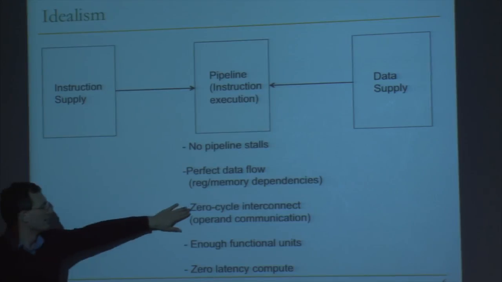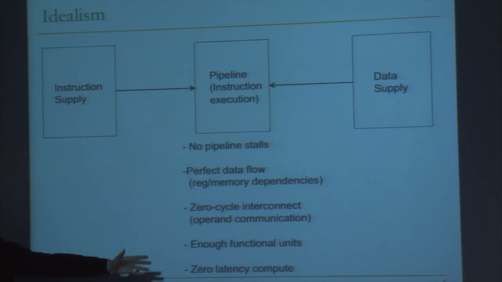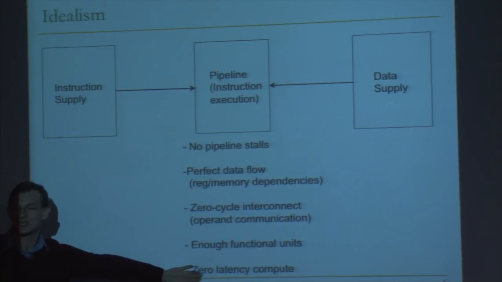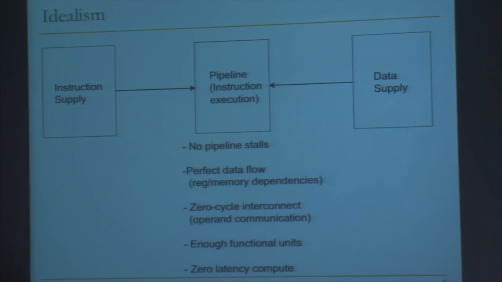Ideally, you would like to have enough functional units. If you have 10 operations ready, you would like to have 10 functional units to do that computation. And ideally, you would like to have zero cycle compute. Wouldn't it be nice if all of your divide operations took zero cycles, right? So to optimize execution, you would like to achieve these things.